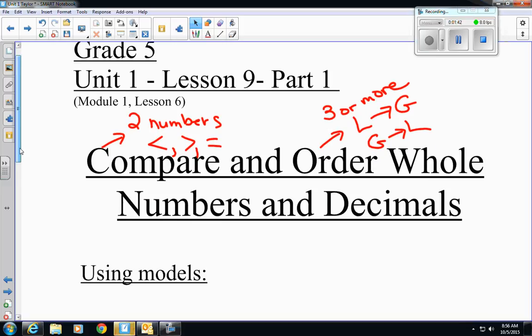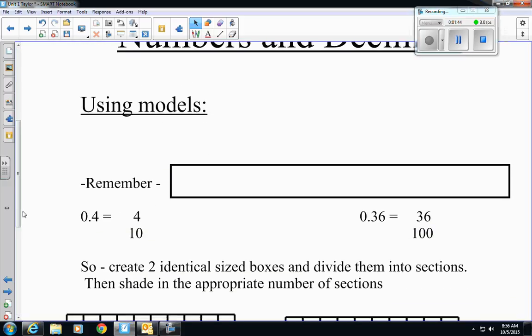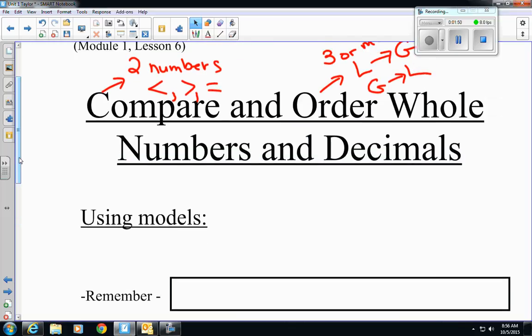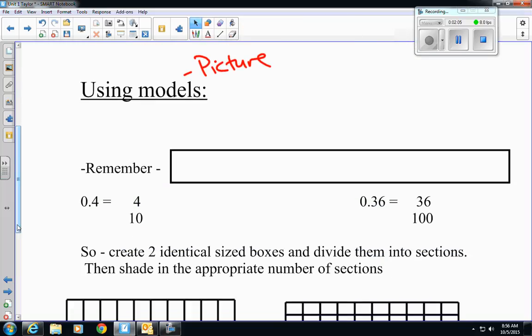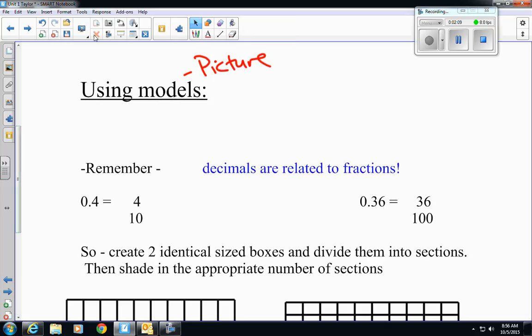Okay. If I were to ask you to use a model to show which fraction is bigger, did everybody get that? Which fraction is bigger than the other or smaller than the other? When I say using models, it's some sort of picture, usually, right? Every once in a while you'll see use a model, use a whatever.